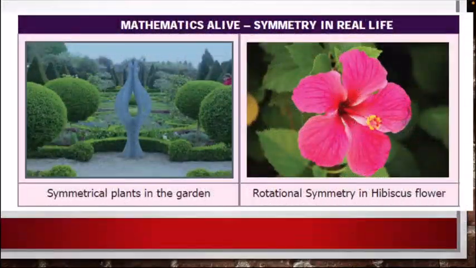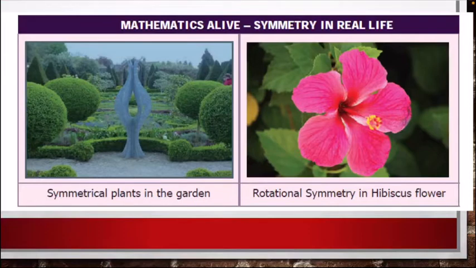As you can see, symmetry in real life plays a vital role, but it is hidden in a form of art. You can see symmetrical plants in the garden, as well as rotational symmetry in the hibiscus flower. When you see this flower, how does it look? Very beautiful, right? And how many petals does it have? Five petals. If you rotate it on each side, the flower looks the same. It doesn't change. So that is called rotational symmetry. That we will learn in our later classes. Symmetrical plants in a garden can be easily found.